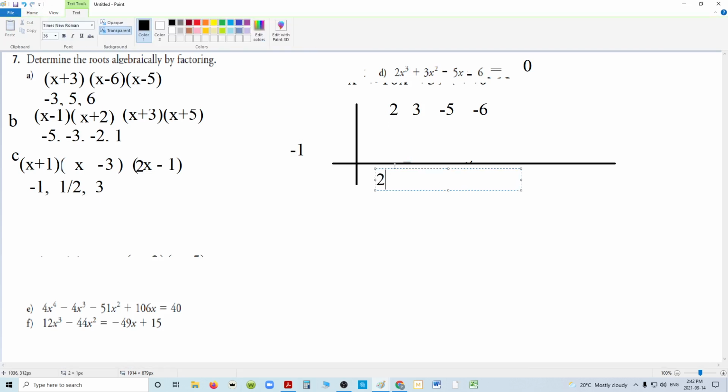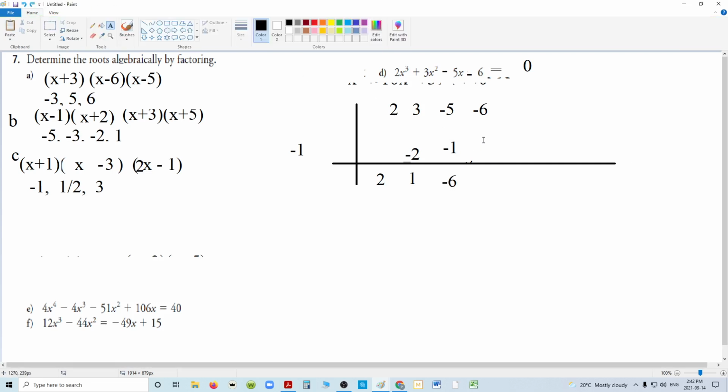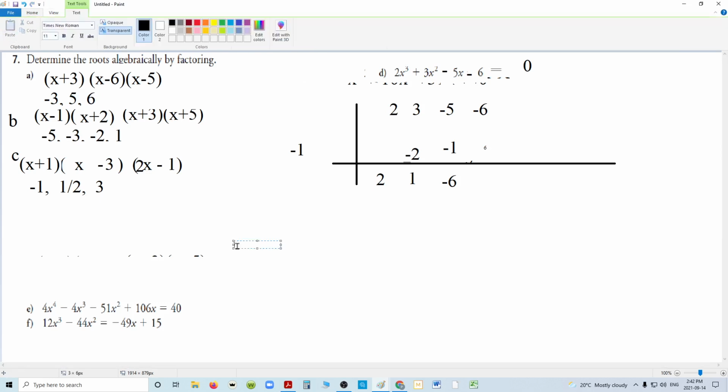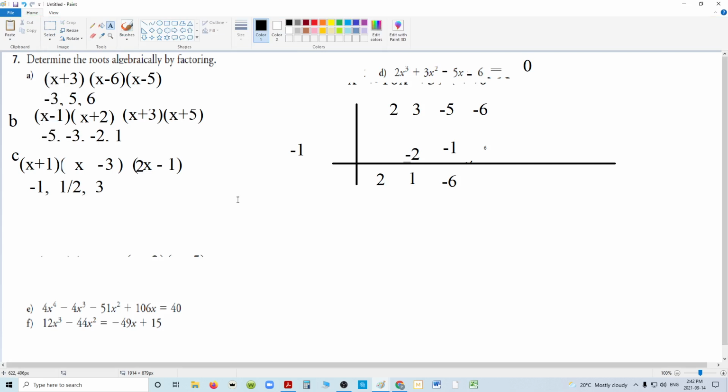Go down to 2. Minus 2. Add them together, I get 1. Minus 1. Add them together, I get minus 6. Multiplied by minus 1, I get 6. That's supposed to be 6. And I just got to fix this back. There we go. I'll go with that one.